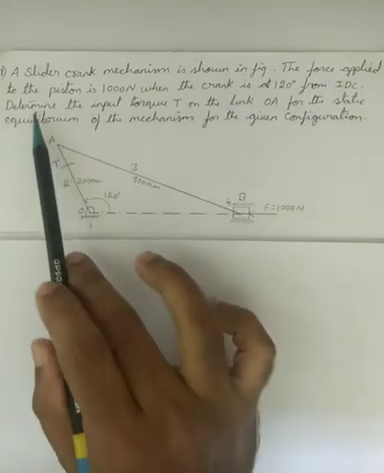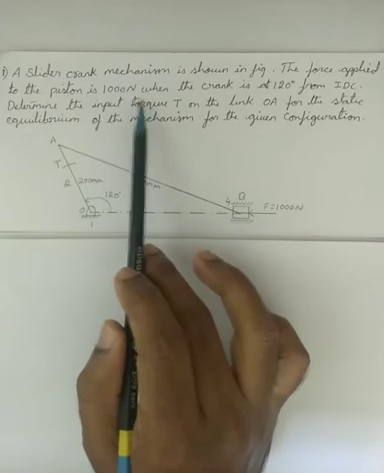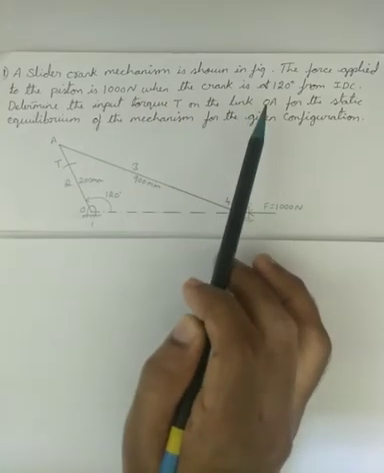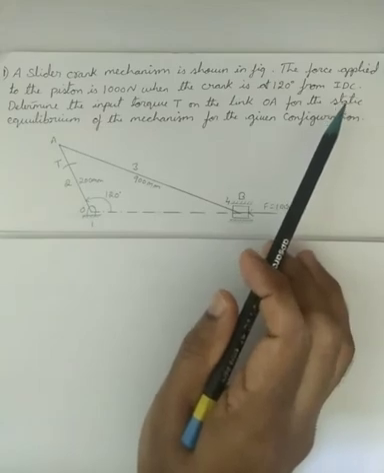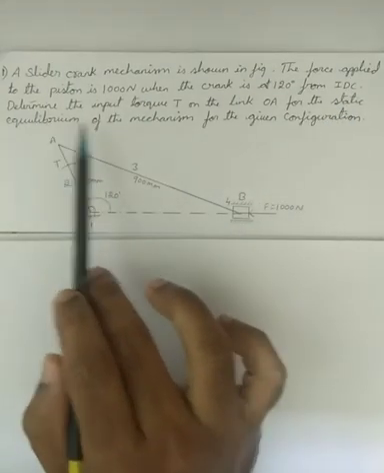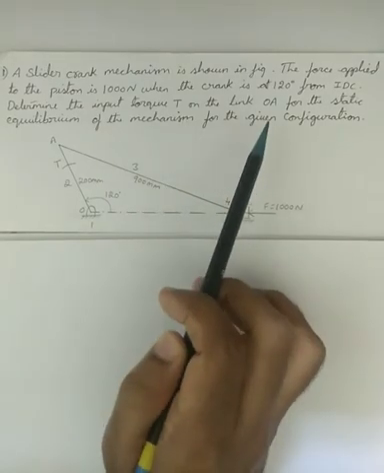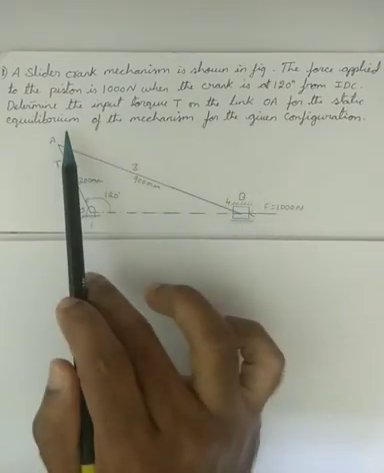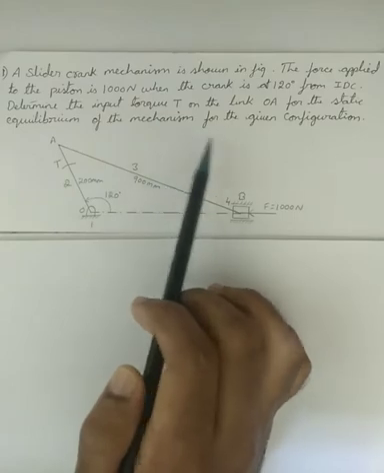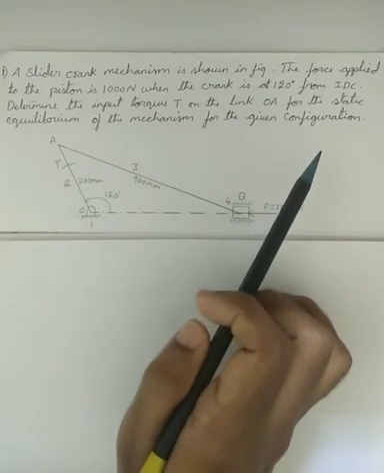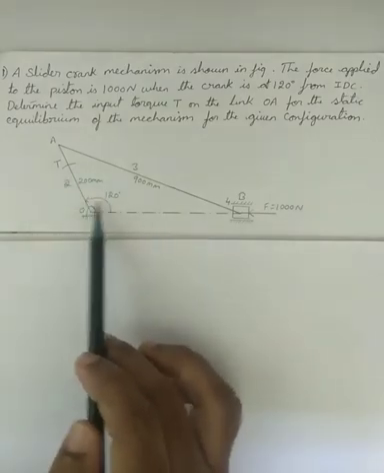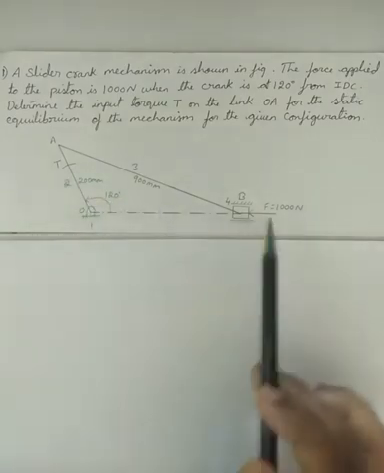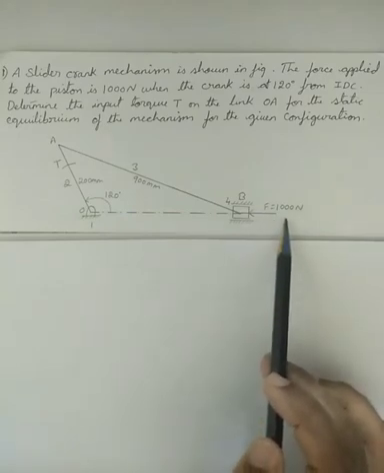The force applied to the piston is 1000 Newton when the crank is at 120 degrees from IDC. IDC means inner dead center. Determine the input torque T on the link OA for the static equilibrium of the mechanism for the given configuration. So this is the crank. The crank angle given is 120 degrees. So this is the applied force F, which is equal to 1000 Newton.